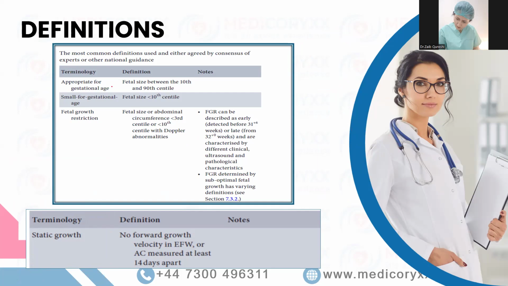Okay, so are we good to go? Are we clear on these terminologies, everyone? Right? So first understand what is appropriate, then small for gestational age, then fetal growth restriction, then FGR is going to be further divided into two, early FGR and late FGR, and then there is going to be static growth. All right?